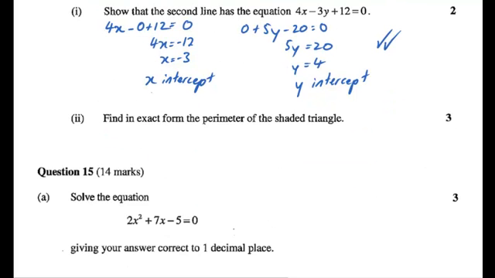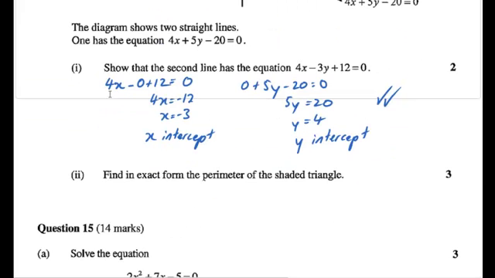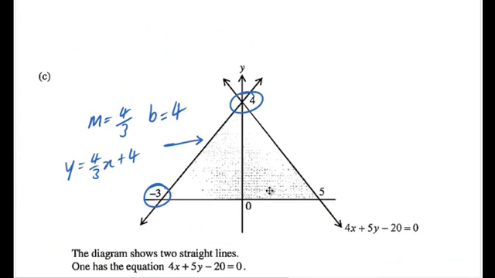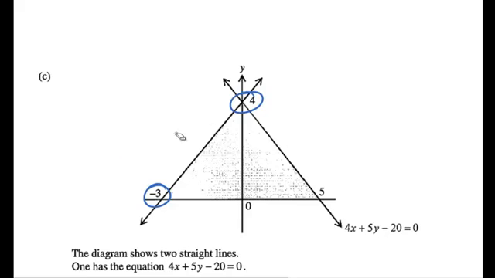Okay, and the last question, find in exact form the perimeter of the shaded triangle. Alright, perimeter, what are we talking about? We're talking about the length or the distance around the shape. So let's have a look at this shape up here. I'm just going to rub all this out so we can see it more clearly. We have a triangle, 3 sides. We need to find 3 distances. The first distance we can find is between negative 3 and 5.